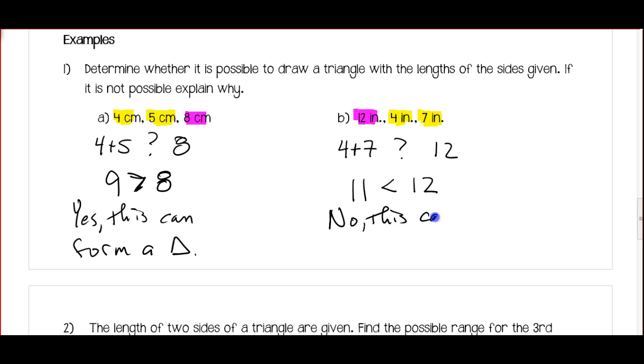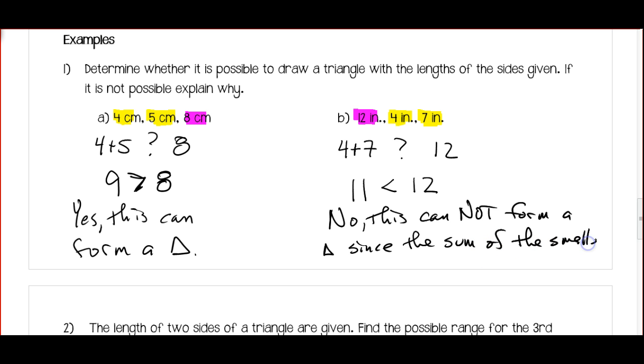this cannot form a triangle since the sum of the smaller sides is not greater than the third side.